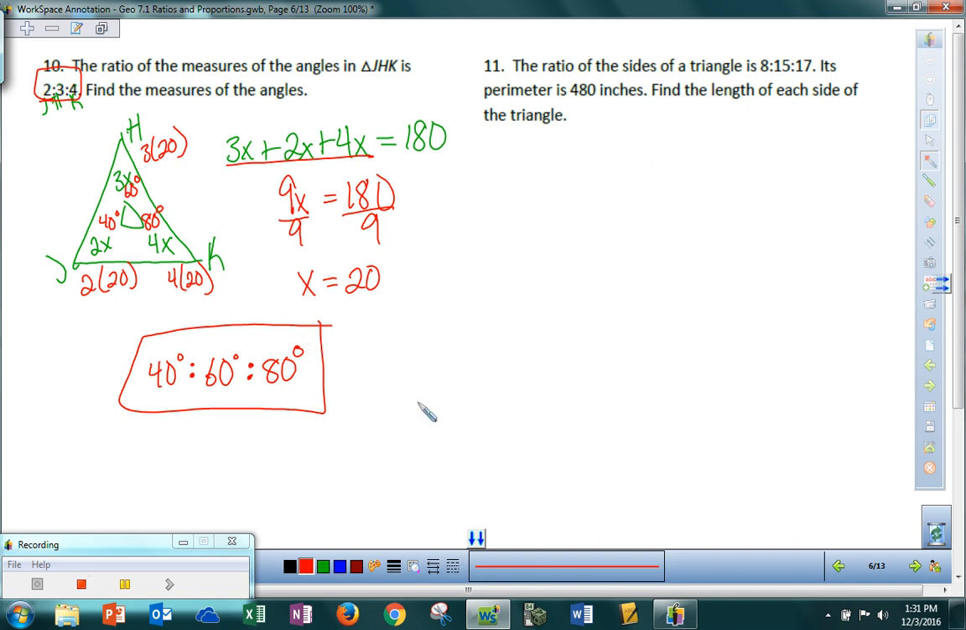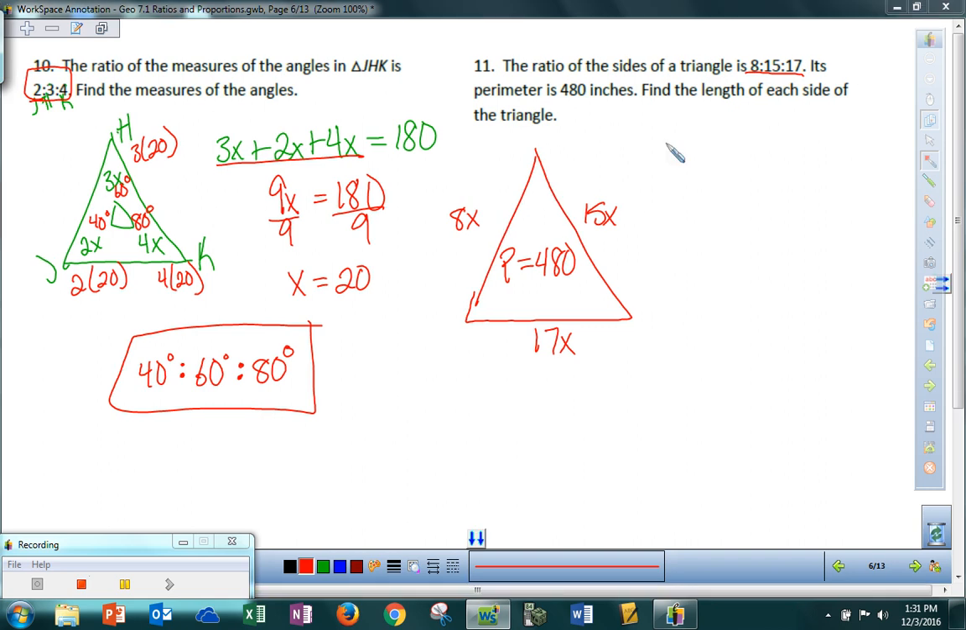Number 11 talks about the ratios of the sides of a triangle, and again, we're given the perimeter since we're dealing with sides. So, again, first sketch your triangle, and then we need to label the sides with these ratios. We've got 8x, 15x, and 17x. We know that the perimeter, when we add up all these actual numbers, should come up with 480. What we have to decide is what number is this x? What are we multiplying all these by?